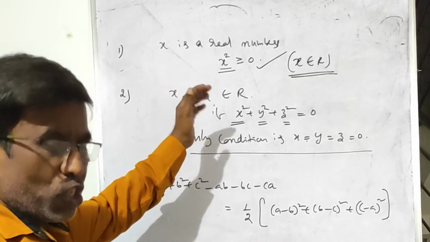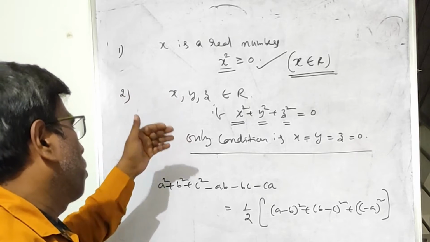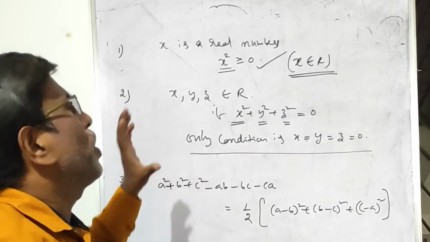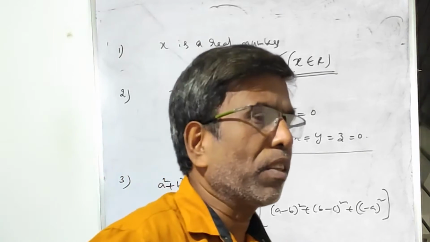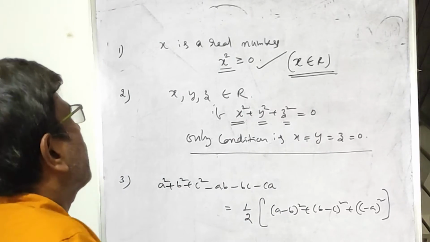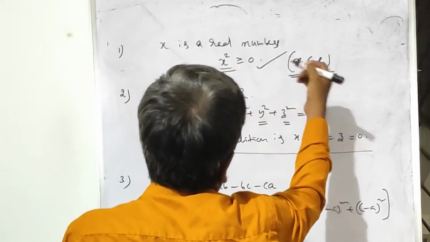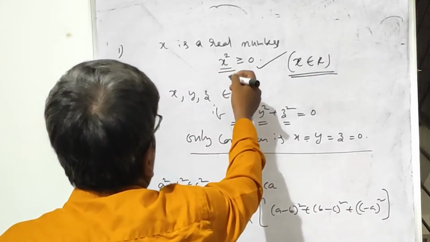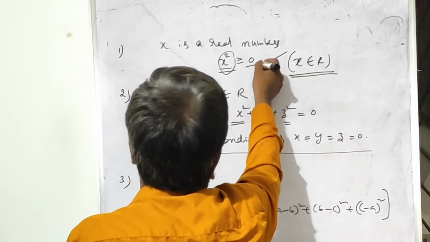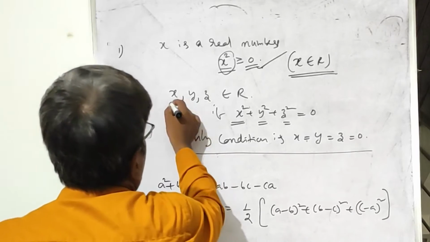Based on this video, we discuss the first formula and the second formula, and based on these formulas, we will discuss problems. Let me explain this formula. x is any real number, either positive, negative, rational or irrational, integer or non-integer. x square is always greater than or equal to 0. Remember that. Now, x, y, z are any real numbers.